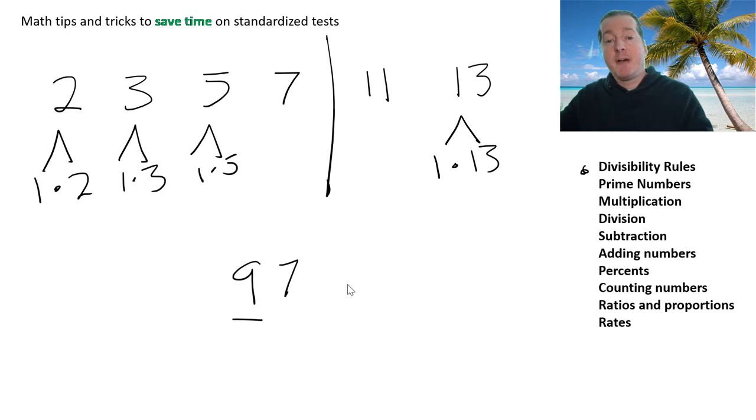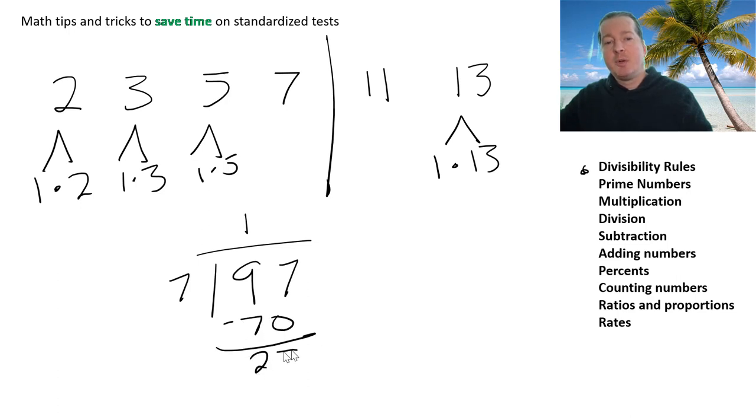Is it divisible by 5? Well, no, 97 doesn't end in a 0 and it doesn't end in a 5, so it's not. How about is it divisible by 7? Now let's see, 7 goes into 9 once. Subtract a 70, and I have 27. 7 does not go into 27. 7 times 4 is 28, but not 27. So that means that 97 is prime.